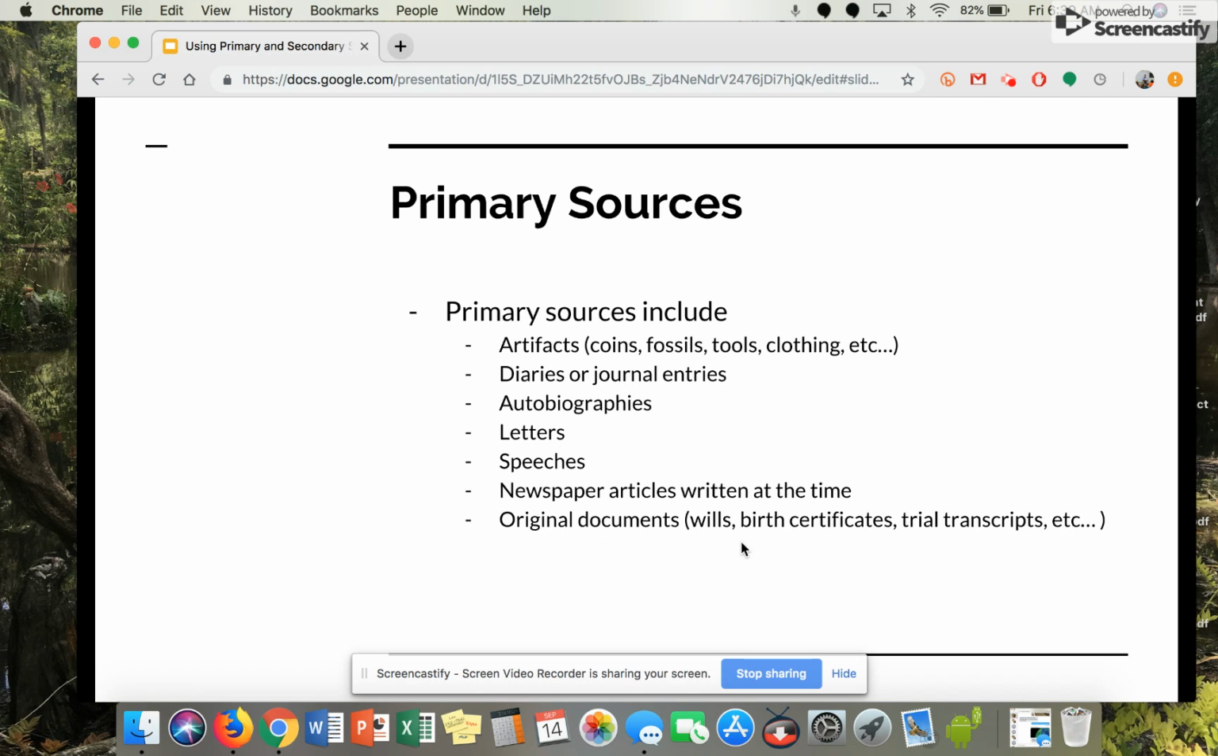Diaries or journal entries, autobiographies, letters, speeches, newspaper articles that were written at the time, magazine articles that were written at the time. Those are considered primary sources. Original documents like wills, birth certificates, trial transcripts, marriage licenses, titles to land, bank statements, those are all considered primary sources because they are original documents.